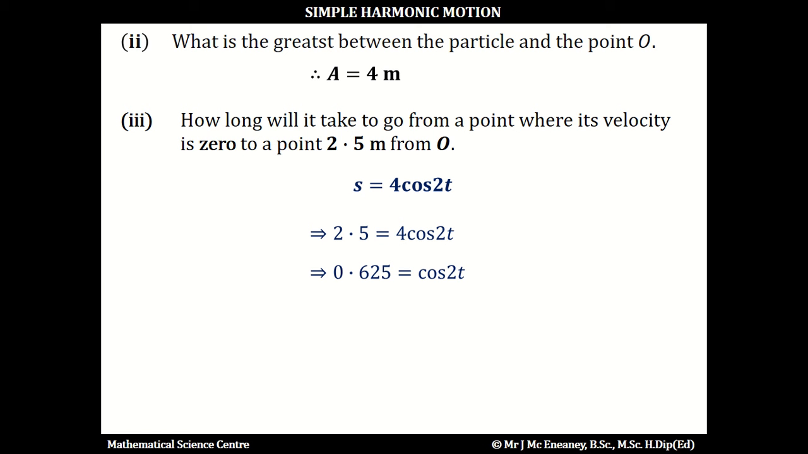Inverse cos of 0.625 equals 2t. When your calculator is in radian mode, so this must be in radian mode, the inverse cos of 0.625 for the first time is 0.89566. There is an infinite amount of other values, but for the first time this works at 0.89566 is 2t, and then dividing by 2, this means the time is 0.45 seconds.